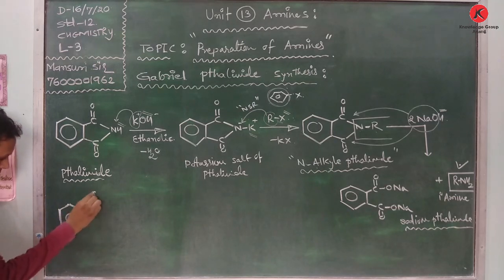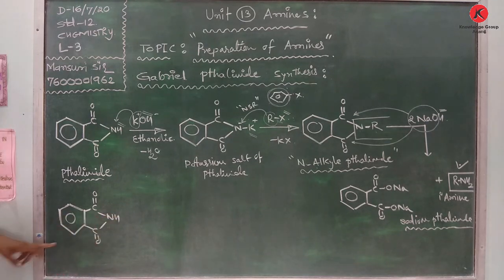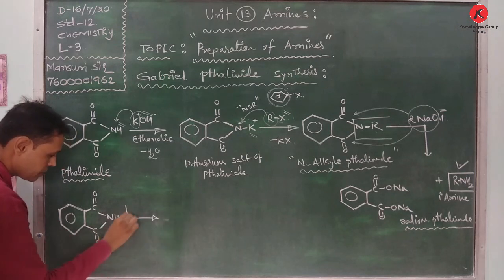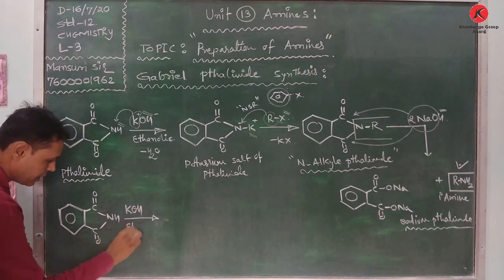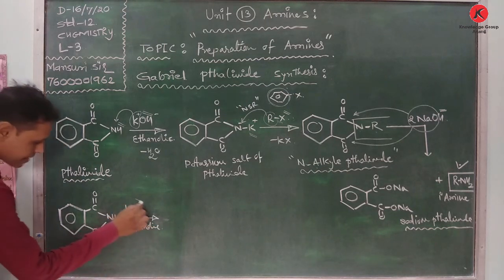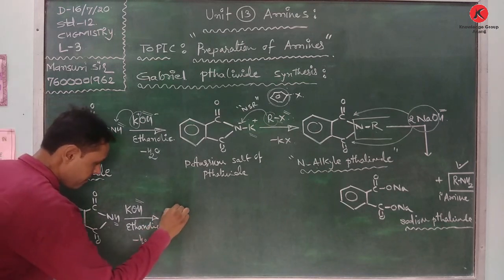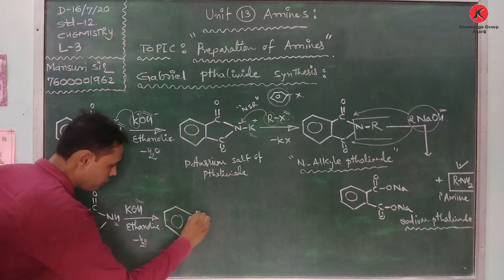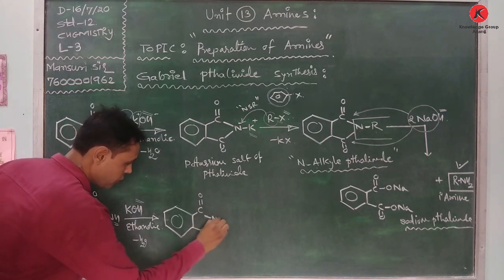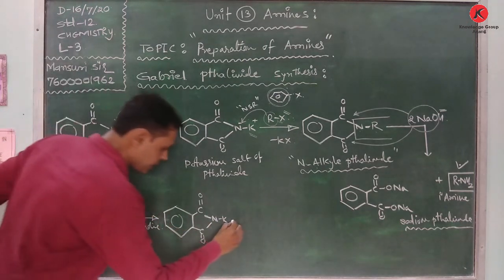This is phthalimide. When phthalimide reacts with ethanolic KOH, then H2O will be removed. That is why the potassium salt of phthalimide is obtained.